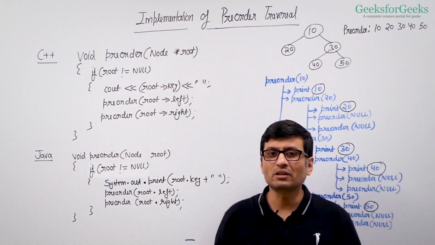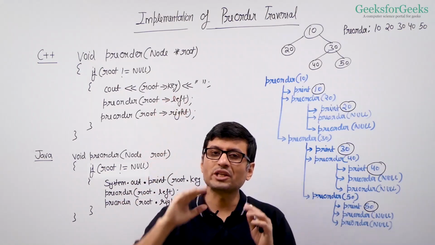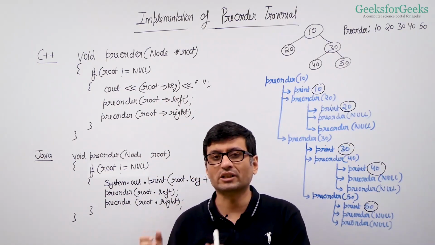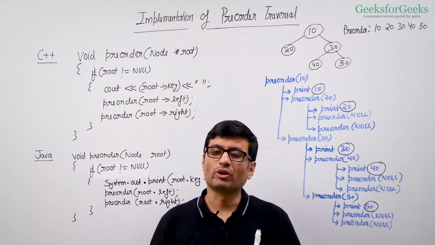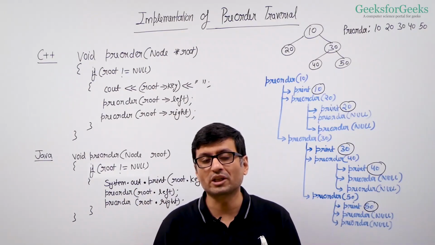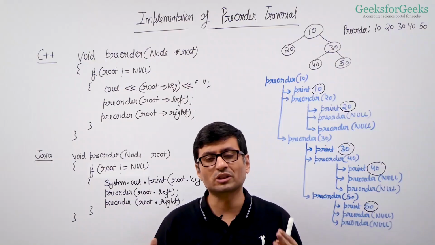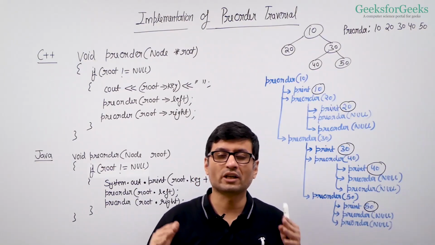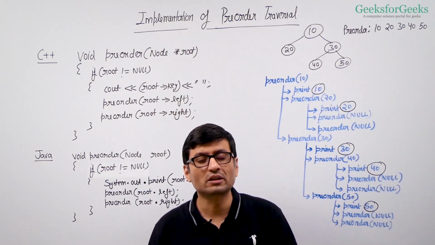So the idea is simple. You have root, you have the left subtree completely on the left side of it and you have the complete right subtree. So you print the root, you recursively call for the left subtree and print the left subtree completely using the same thing, and then you print the right subtree completely using the same idea.